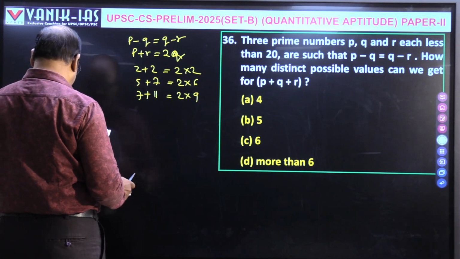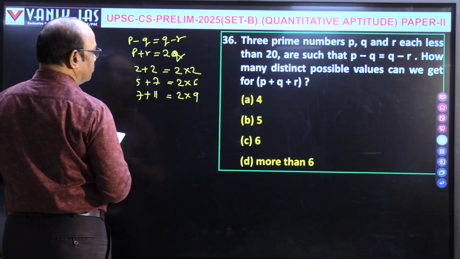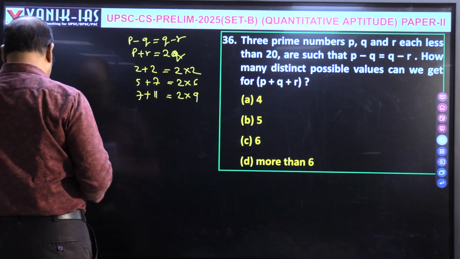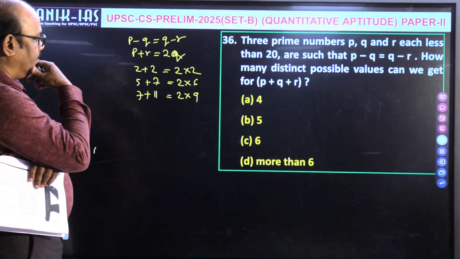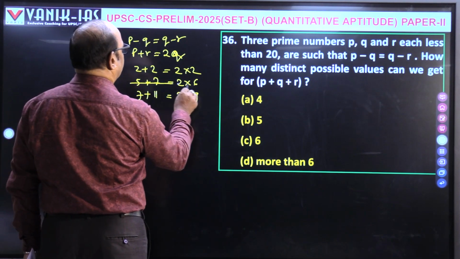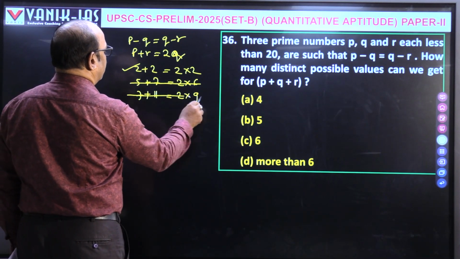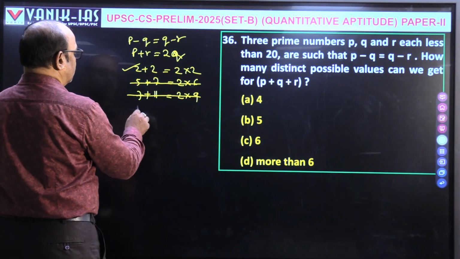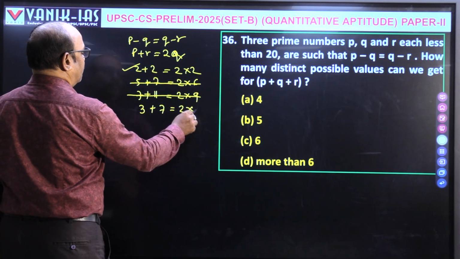The question is about 3 prime numbers. Some pairs are not possible. 7 plus 11 is not a prime number. So other possibilities you can check like this. I can say 3 plus 7, 2 into 5. That is also a possibility.